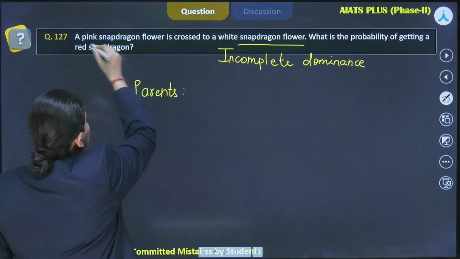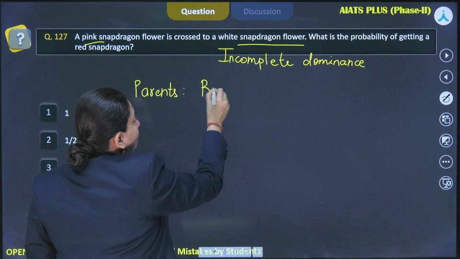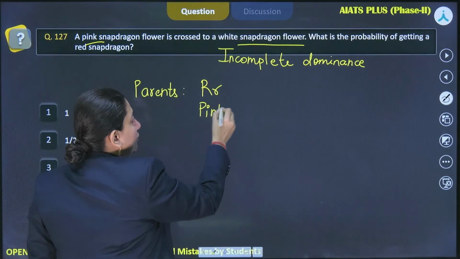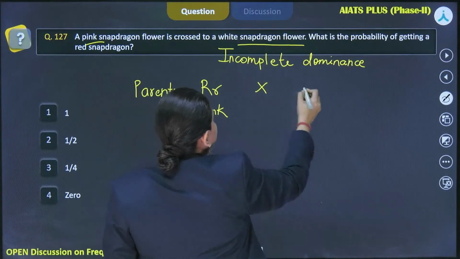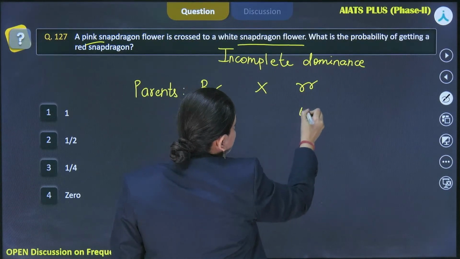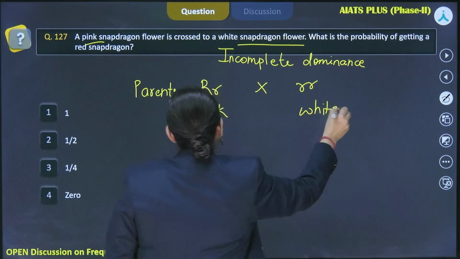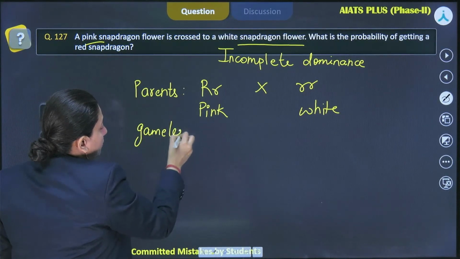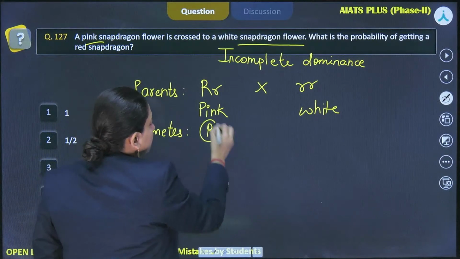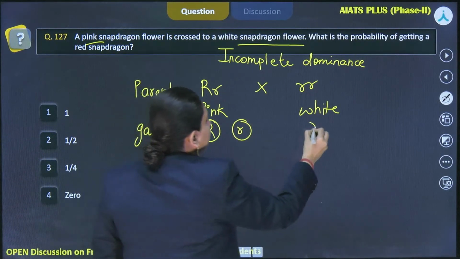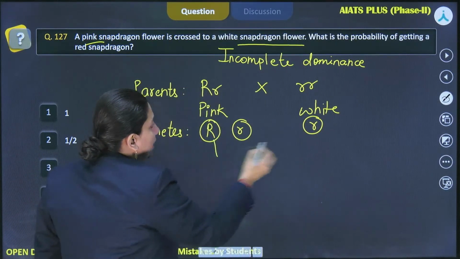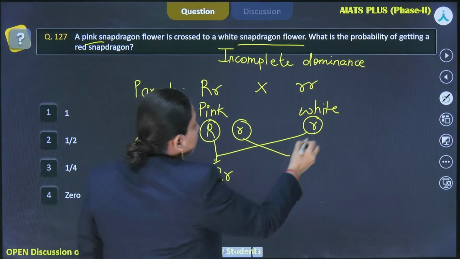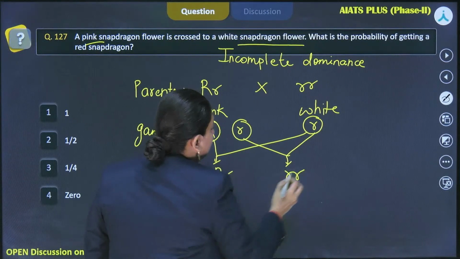We have a pink snapdragon flower, so that means it's going to have a heterozygous genotype, right? And it's being crossed with the white snapdragon, that is small r, small r. So the gametes they are going to produce would be capital R, small r, and again small r over here. If these two fertilize, we are going to have capital R, small r. This one, if it fertilizes, then it will be small r, small r.